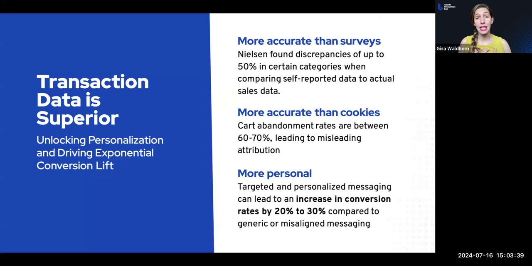We believe that transaction data is superior to self-reported and cookie-based data. We know there are discrepancies of over 50% in categories when you compare deterministic to self-reported data, because we know there are cart abandonment rates. So using cookies as your sole source of creating an audience and anchoring in who an individual is can be unreliable. And when you do have that deterministic data, you're able to create more personalized messaging that we know increases conversion rates to the tune of 20 to 30%.